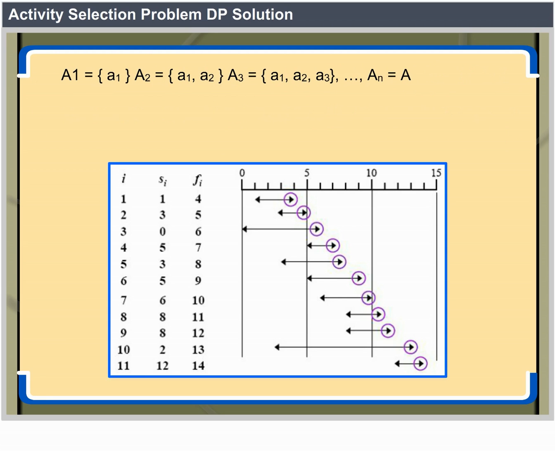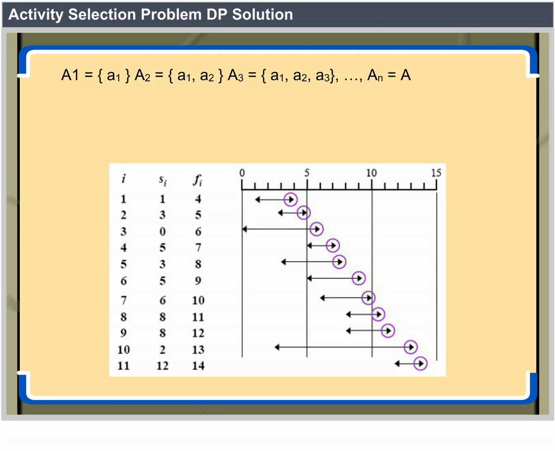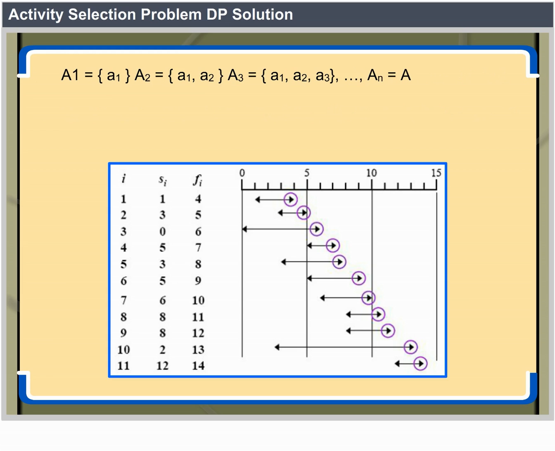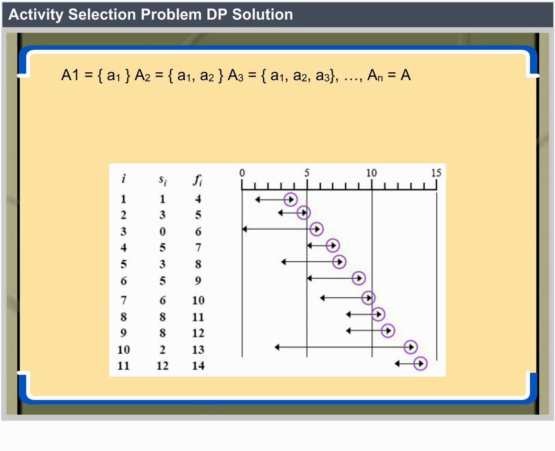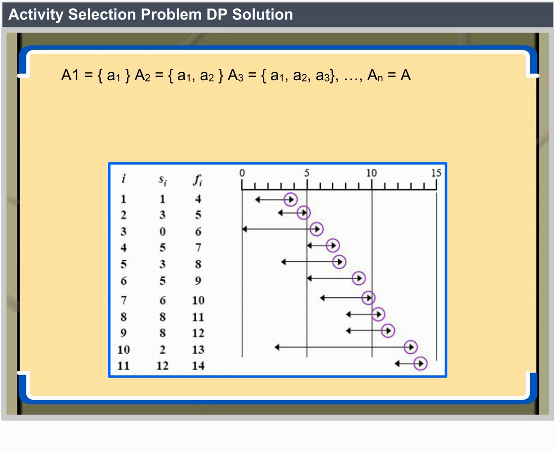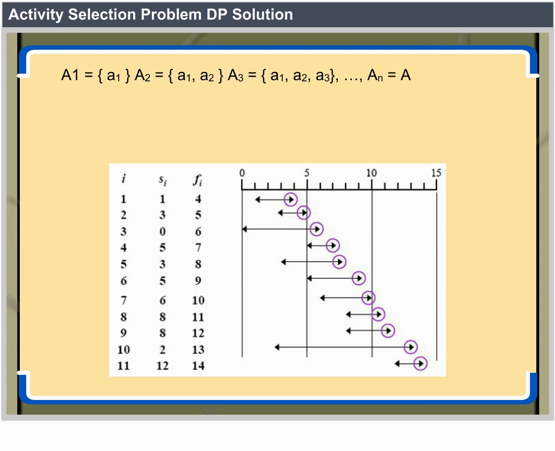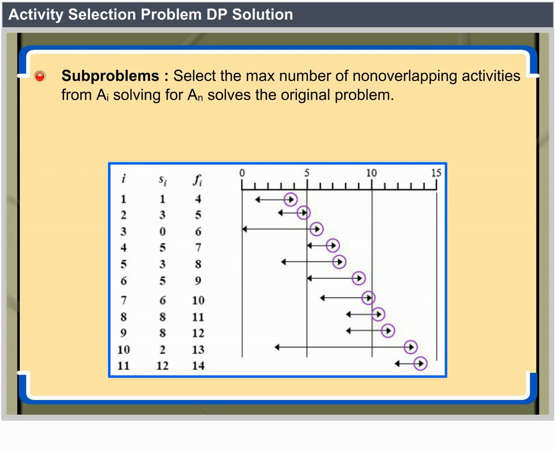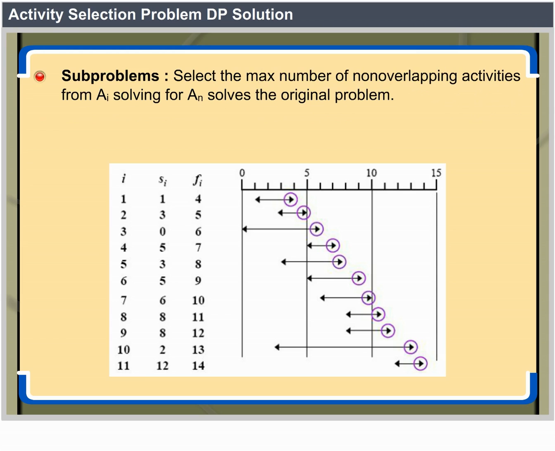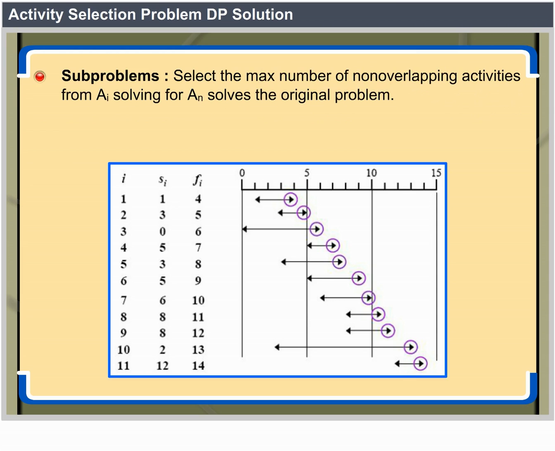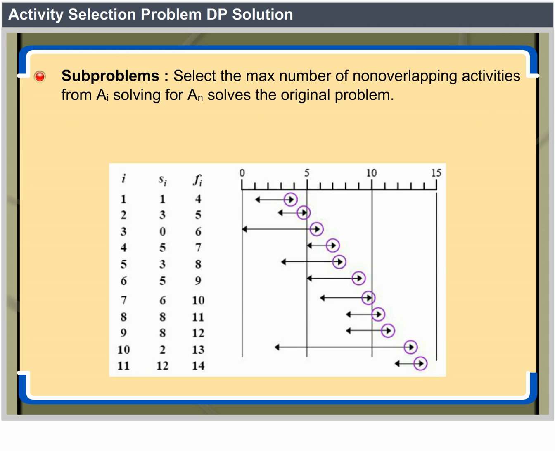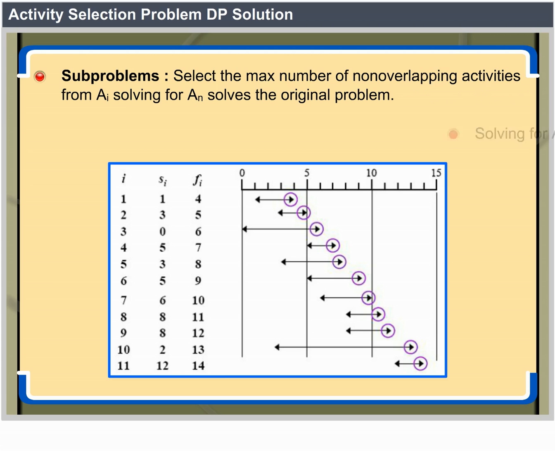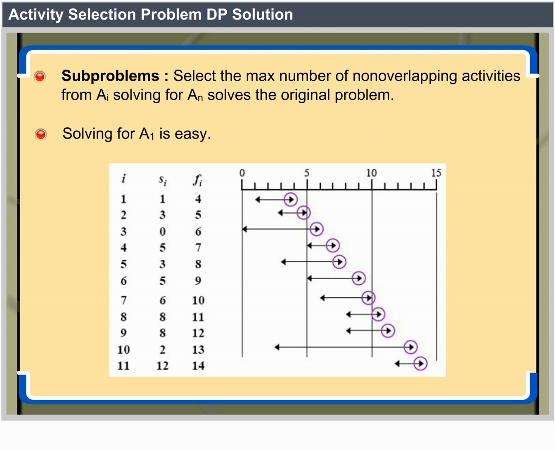Set A1 has A1, set A2 has the elements A1 and A2, set A3 has the elements A1, A2 and A3. It goes up to An equals A. Subproblems: select the max number of non-overlapping activities from Ai. Solving for An solves the original problem. Solving for A1 is easy.